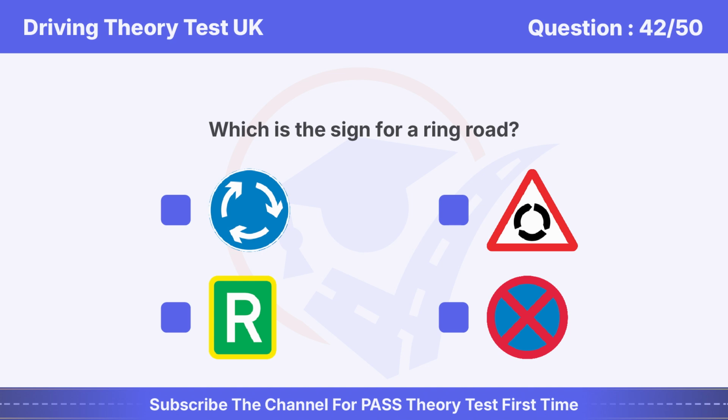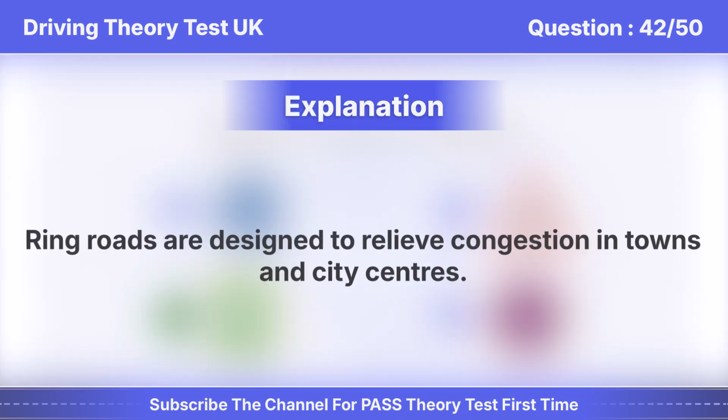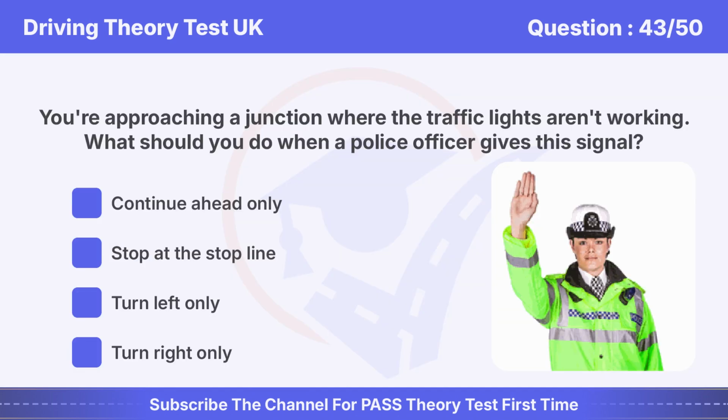Question 42. Which is the sign for a ring road? Answer is C. Ring roads are designed to relieve congestion in towns and city centers. Question 43. You're approaching a junction where the traffic lights aren't working. What should you do when a police officer gives this signal?